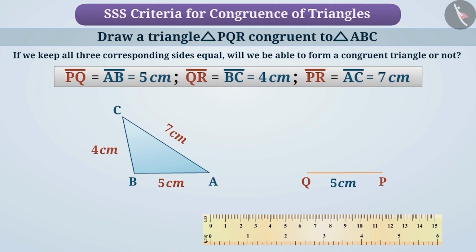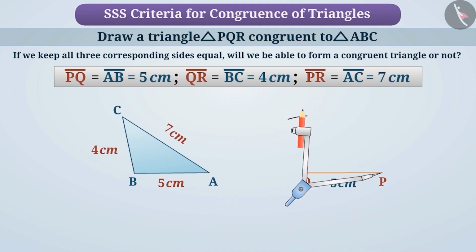So tell me, how will you get to find the location of point R? Think for a while. You got it right. For this purpose, we will use a compass. To find the position of point R, we will take the distance of 4 cm with the compass and draw an arc by placing the pointed end on Q. Each point of this arc represents a distance of 4 cm from Q. Then, taking a distance of 7 cm with the compass, we will place the pointed end on P and draw another arc cutting the first arc.